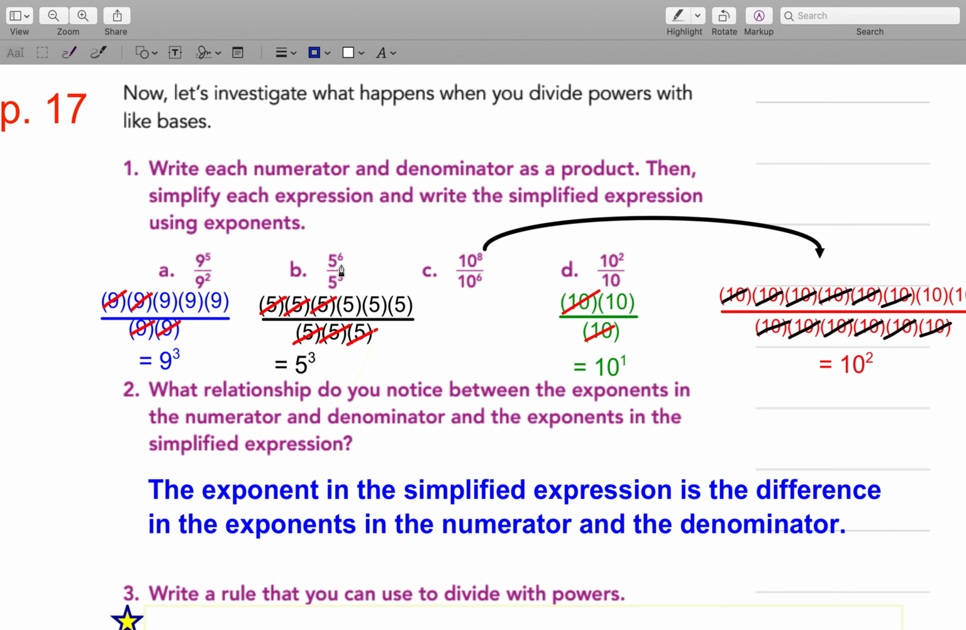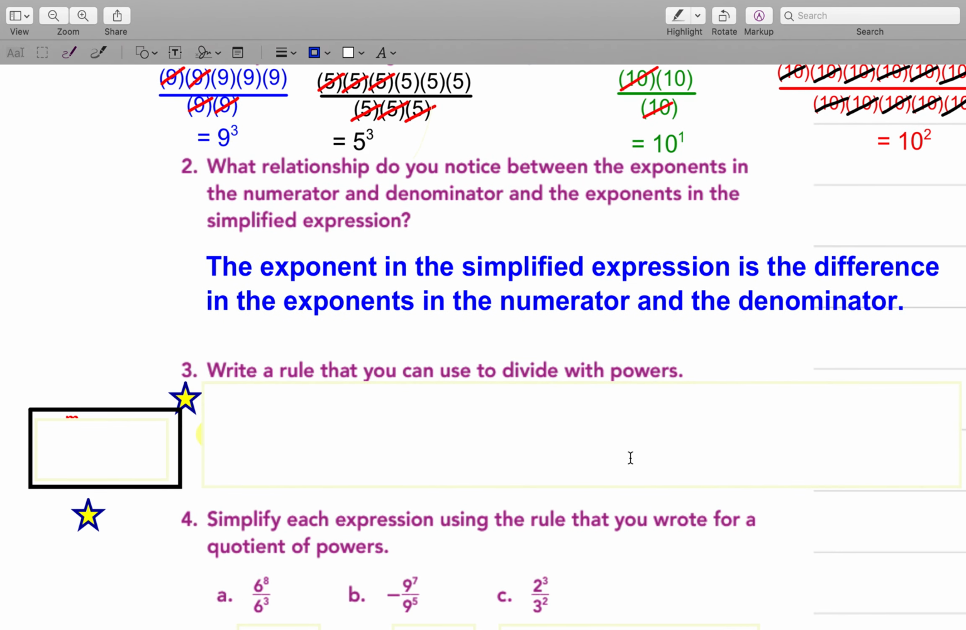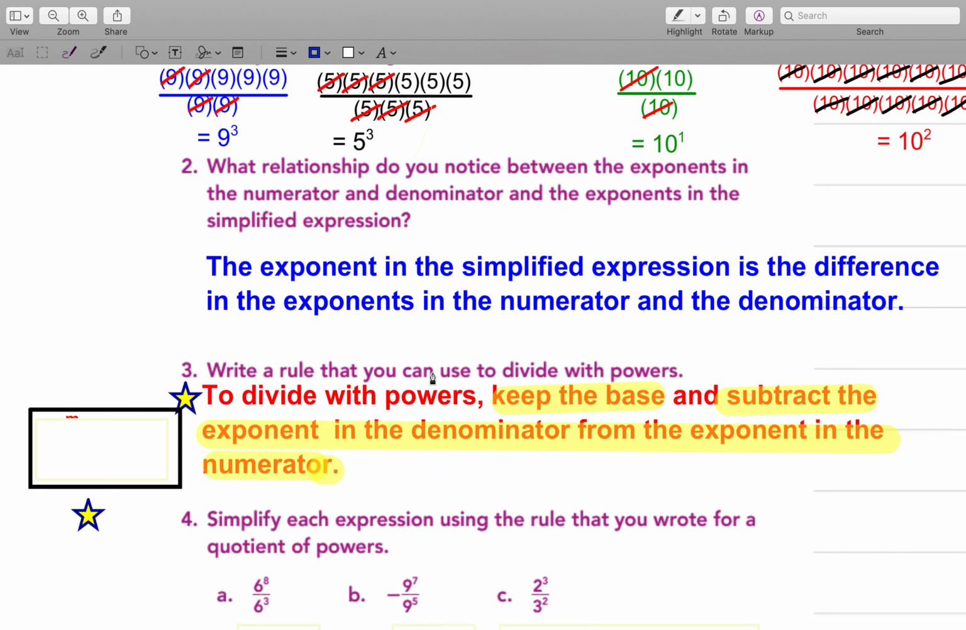Same thing, 6 minus 3 gives you 3. Same thing here, 8 minus 6 gives you 2. Here, same thing, 2 minus 1. Notice how there's an imaginary 1 here, right? So 2 minus 1 is 1. So the rule that we can say would be: when dividing with powers, keep the base and subtract the exponent in the denominator from the exponent in the numerator.